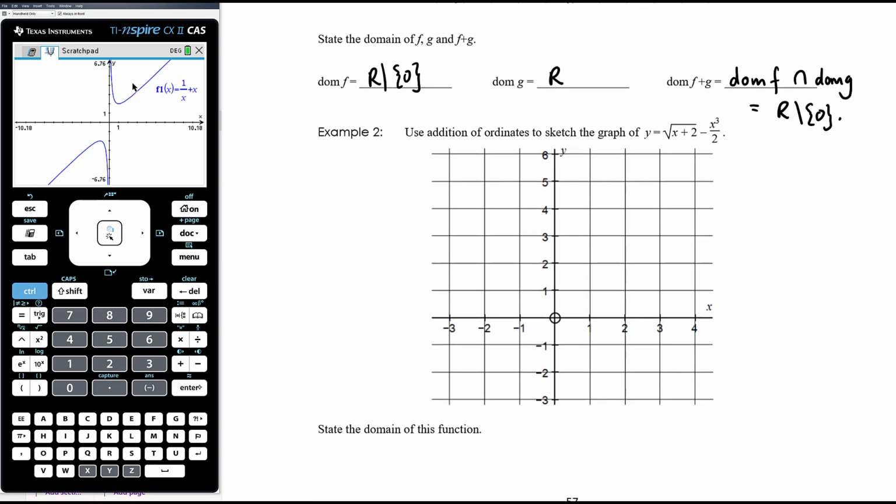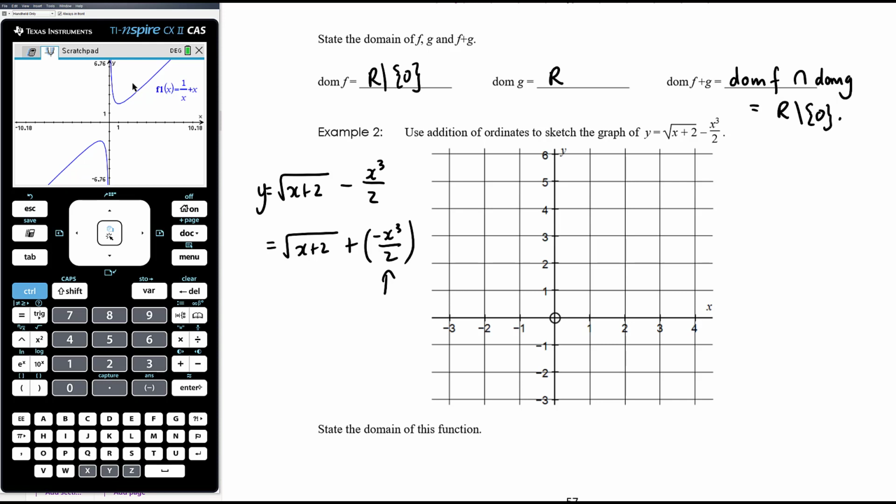Alright, here we want to use addition of ordinates to sketch this graph. Now we've got a subtraction here, but what I want to think about is instead this as being, so it's y equals the square root of x plus 2 minus x cubed on 2, but let's think about that as the square root of x plus 2 plus negative x cubed on 2. So we're going to draw this graph as a reflected graph so that we can still add the ordinates, otherwise it gets too complicated.